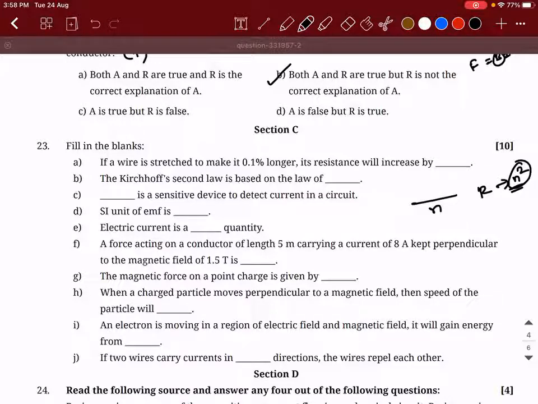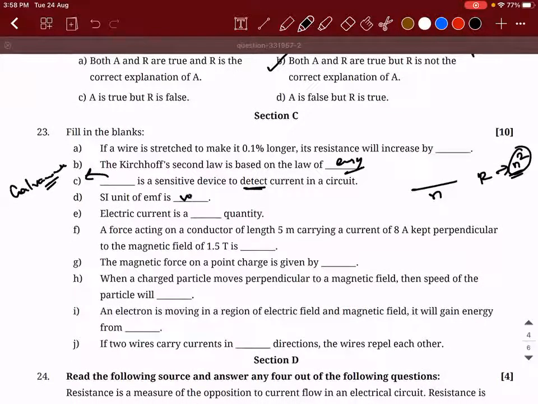Kirchhoff's second law is based on the law of conservation of energy. Charge is the first law. A sensitive device to detect current in a circuit is a galvanometer. SI unit of EMF is volt. Electric current is a scalar quantity.